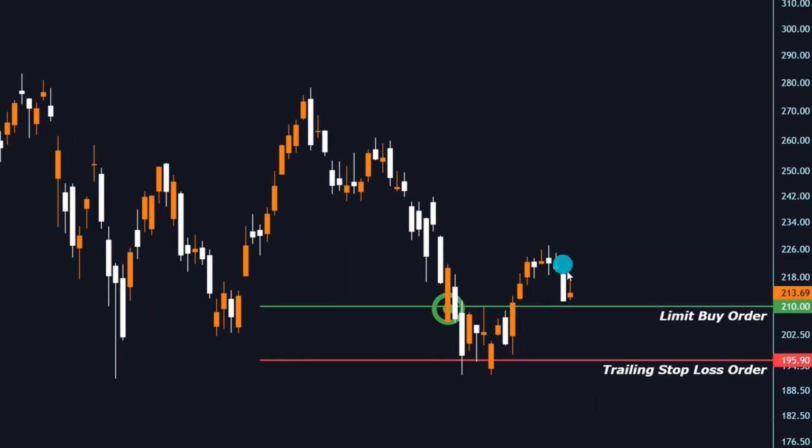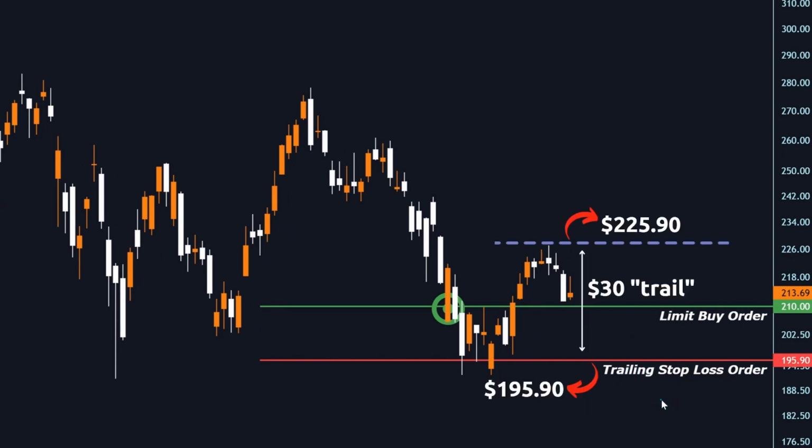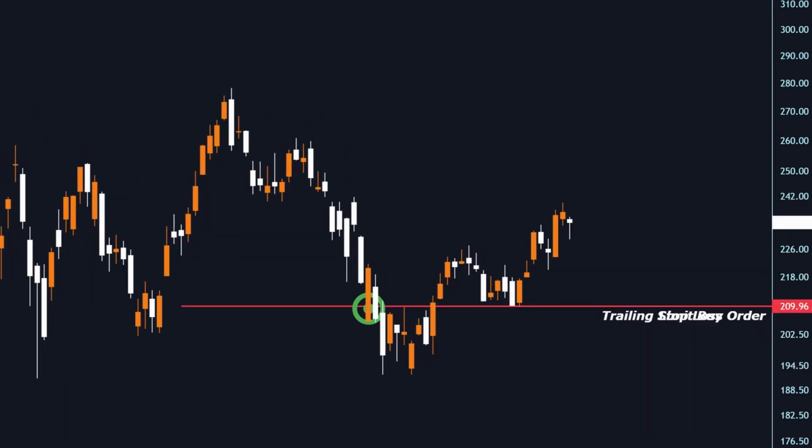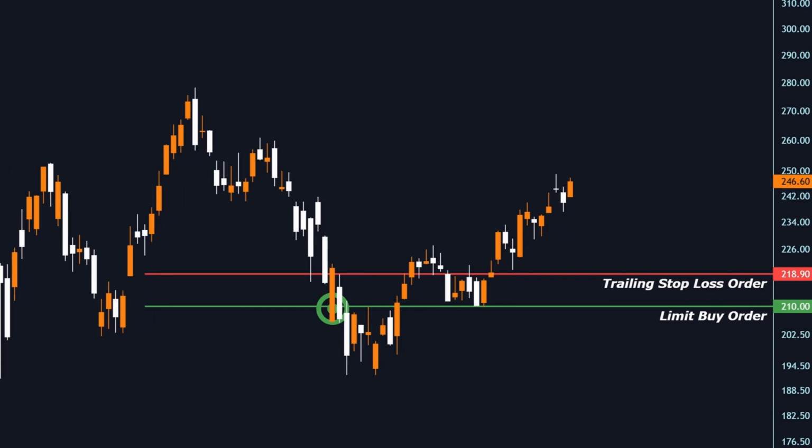Let's let this trade play out a little bit more. And you can see we started to come down, but the trailing stop loss has not moved. That's because the same rules apply. The local high is right there at that $225.90. So this is staying at that $30 trail, that $195.90. The only way this will start moving up again is if the stock breaks through that $225.90 mark. So let's see what ends up happening.